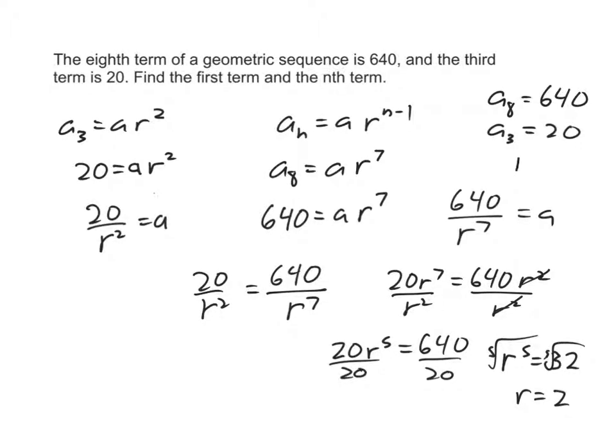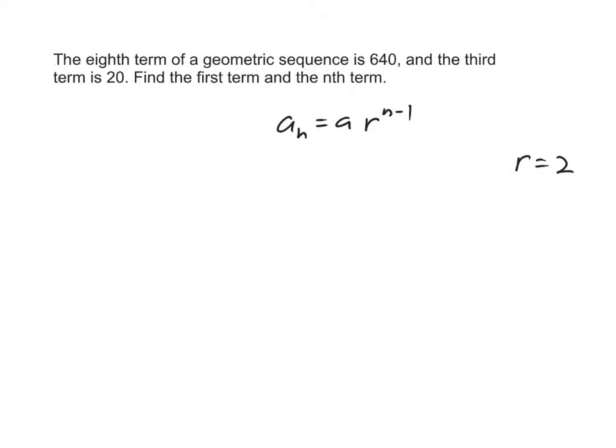So I'm going to write r equals 2 up here as part of my information. Now that I know that r equals 2, I can rewrite this as a sub n equals a times 2 to the n minus 1.